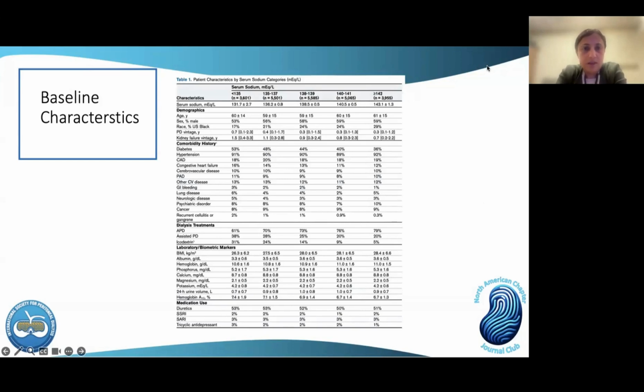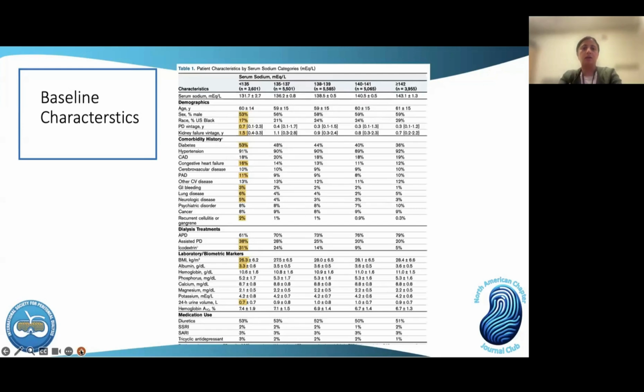So, baseline characteristics, I'll go over demographics, comorbid history, dialysis treatment, lab values, and medication use. But I especially want to draw your attention towards the baseline characteristics of patients who have sodium of less than 135. They were mostly females. They were less likely to be Black. They were in PD for the longest period of time compared to other variables. They had the kidney failure for the longest period of time compared to other variables with higher sodiums, more than 135.